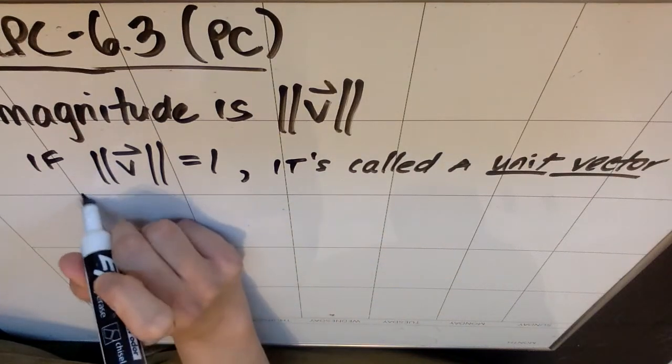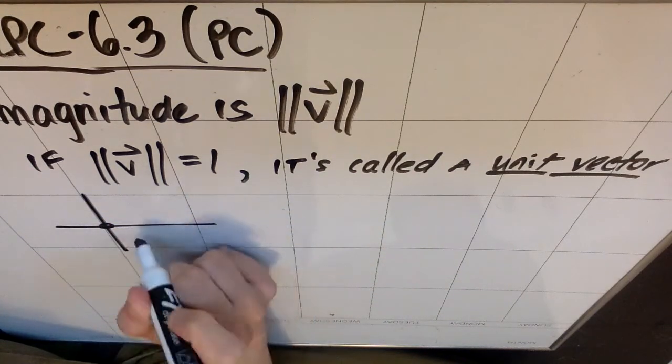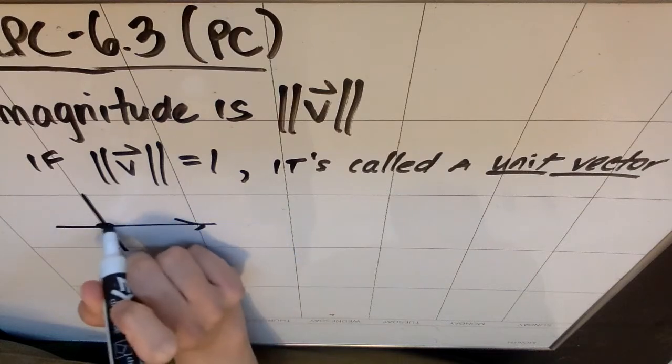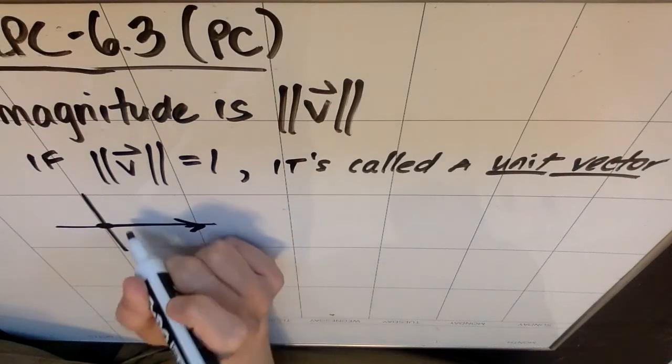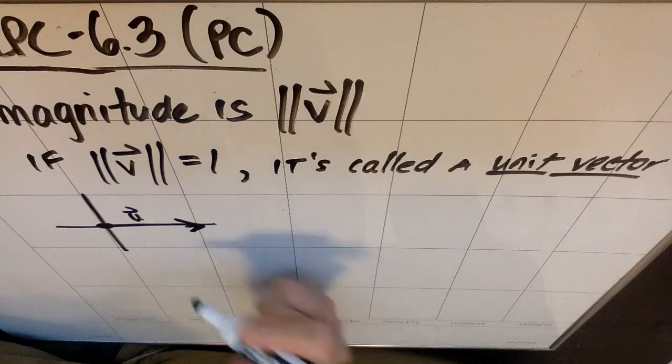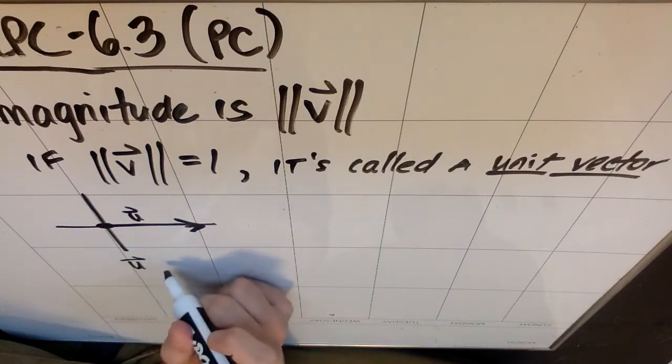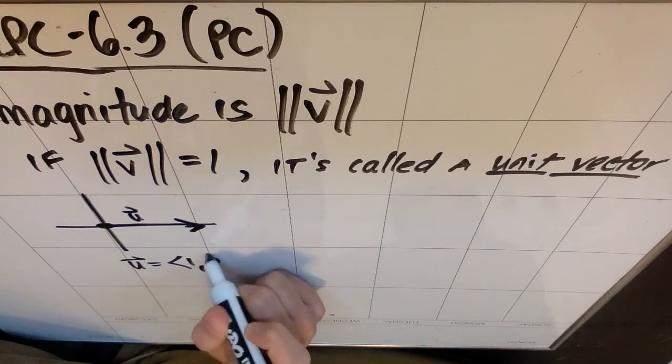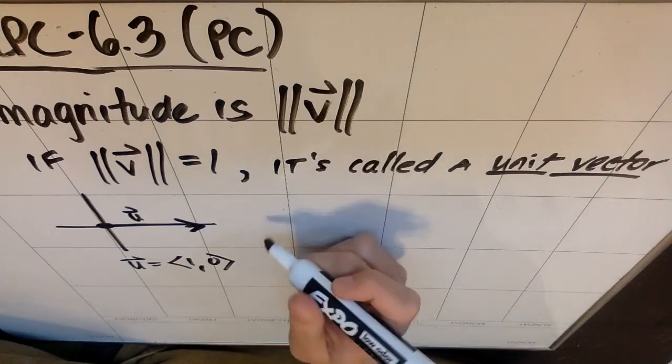So as an example, this vector right here that goes from 0, 0 to 1, 0, I'm going to call that vector u. That's a unit vector, right? Because if you wrote u, it would be 1 unit horizontally and no units vertically. That would be an example of a unit vector.